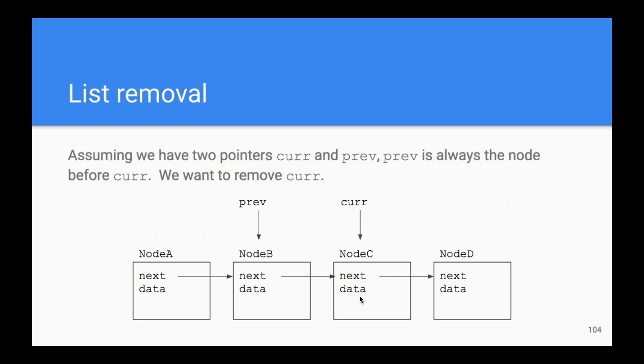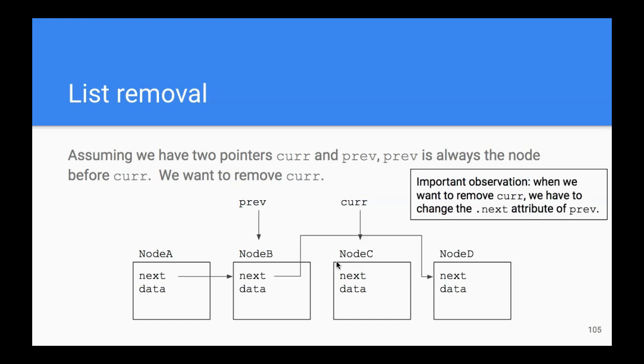So let's see what we have to do pictorially. This is just in the middle of a linked list, and let's say we have the current pointer, and we want to remove the node that is pointed to by the current pointer. This is really what happens when we remove that node: we change the next pointer of the previous node to point to the node that is pointed to by the current node's next pointer.